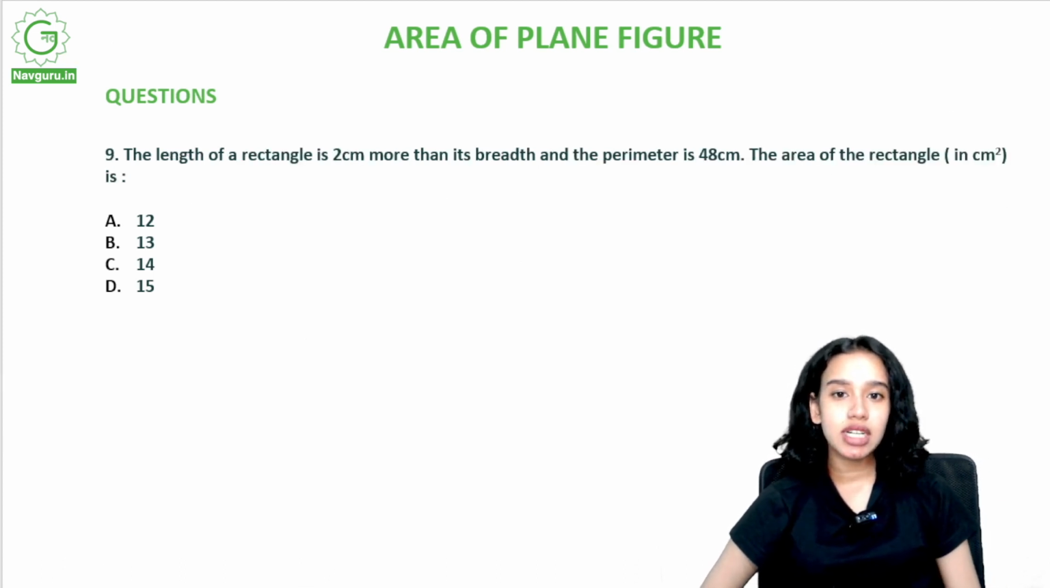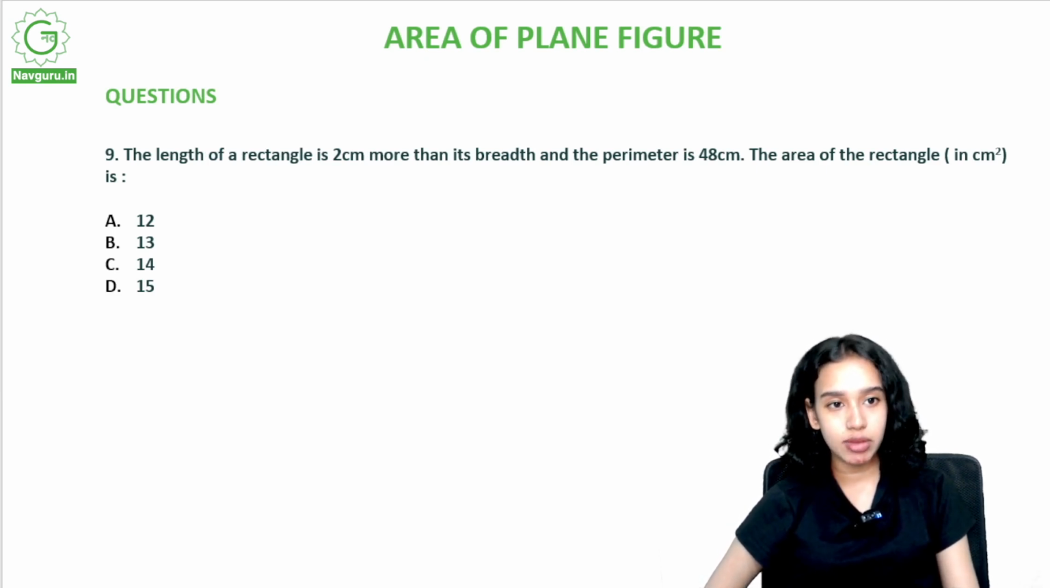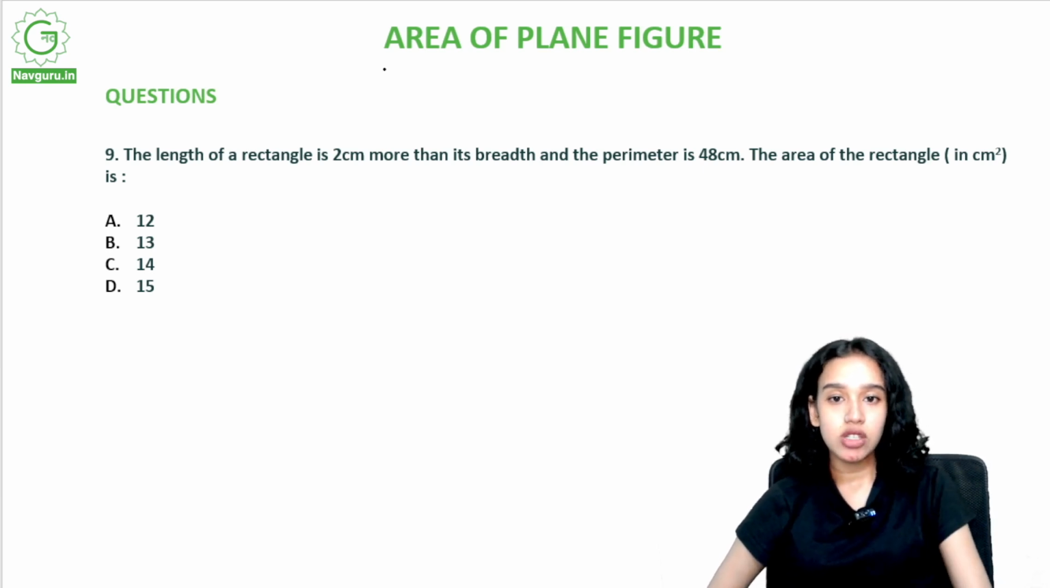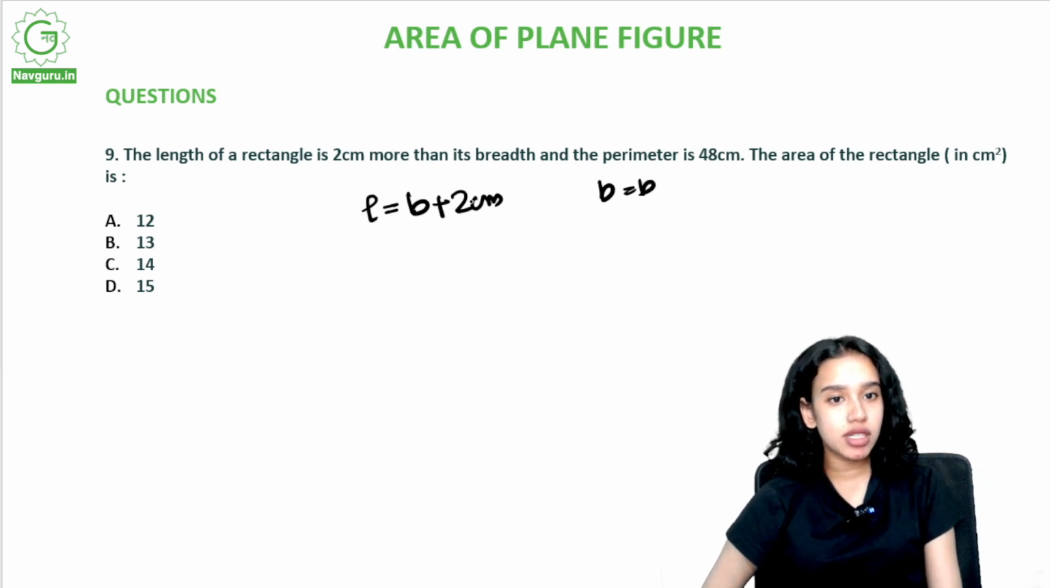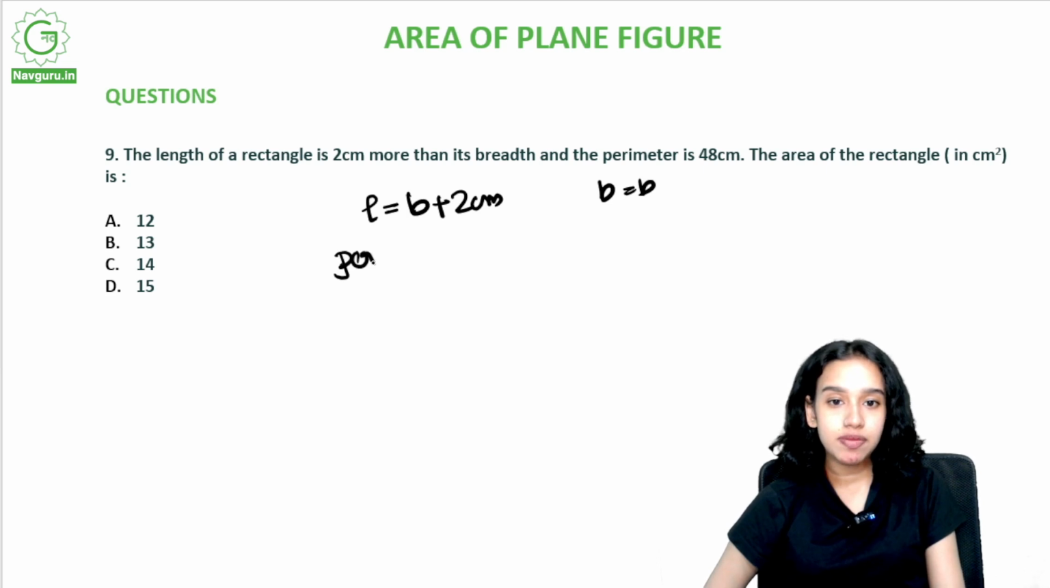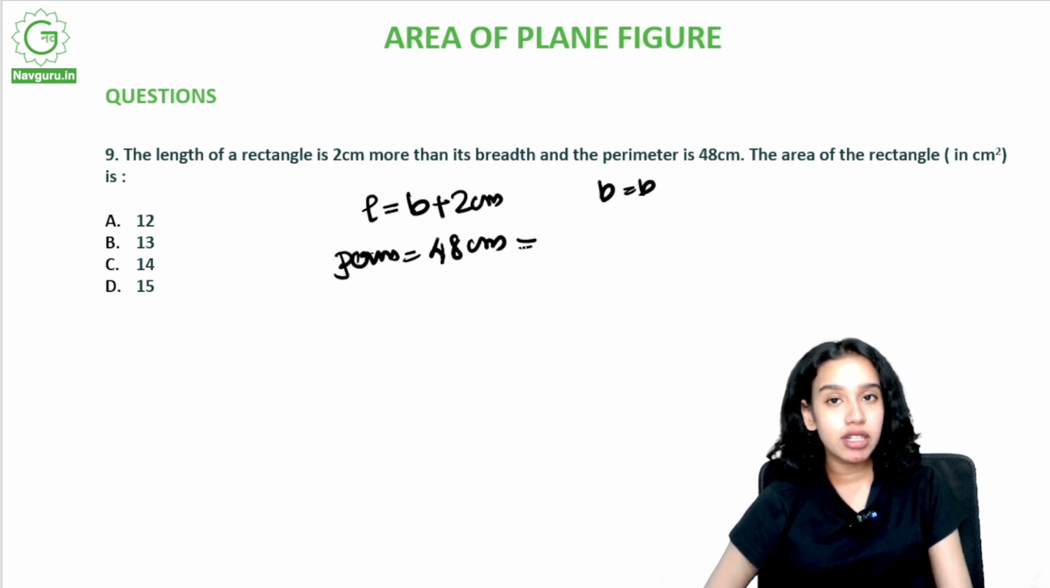Now the length of a rectangle is 2 centimeters more than its breadth and the perimeter is 48 centimeters. The area of the rectangle in centimeter square is. So the length of the rectangle is 2 centimeters more than the breadth, right? Now breadth is equal to b. Now length is equal to b plus 2 centimeters and the perimeter is equal to 48 centimeters. What is the perimeter of the rectangle? It's 2 into l plus b.